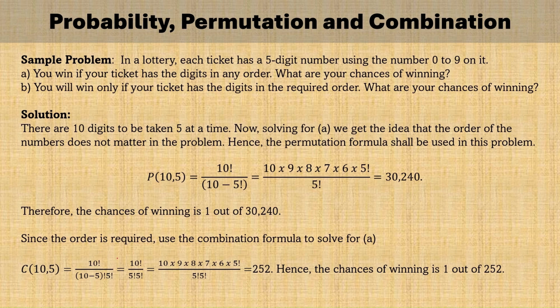Hence, the number of combinations C of 10 numbers taken 5 at a time is equal to 10 factorial divided by the factorial of 10 minus 5 times 5 factorial. Then we have 10 times 9 times 8 times 7 times 6 divided by 5 factorial, which is equal to 252. Therefore, the chance of winning is 1 out of 252.